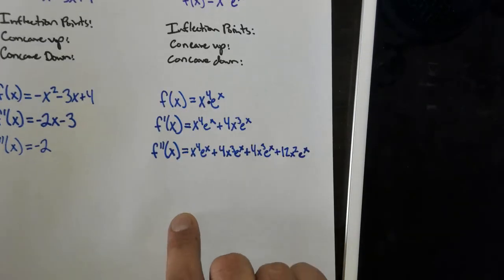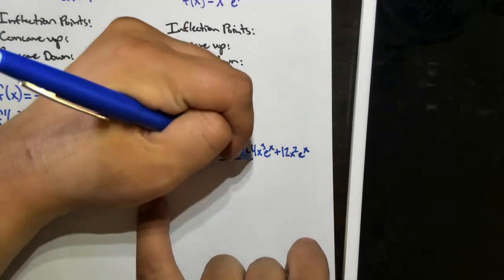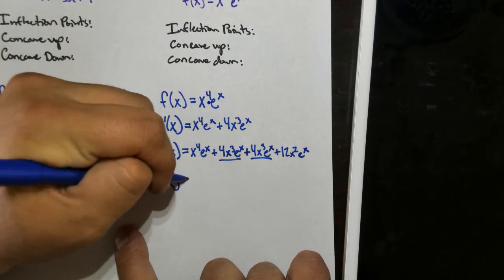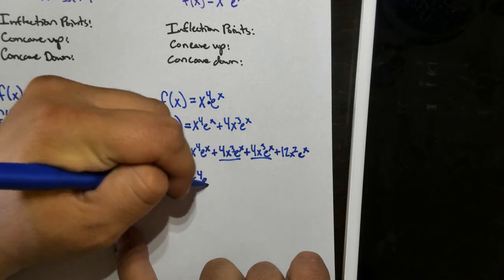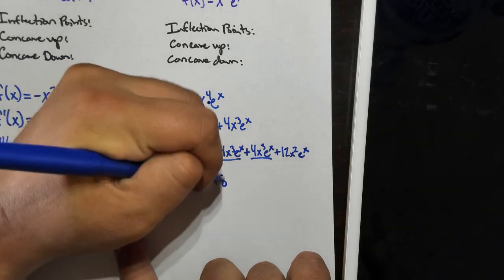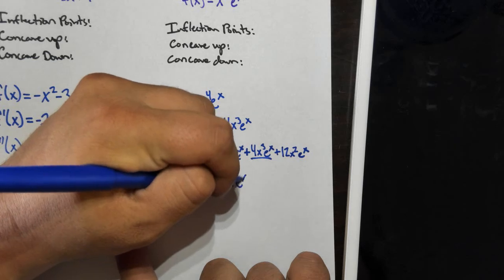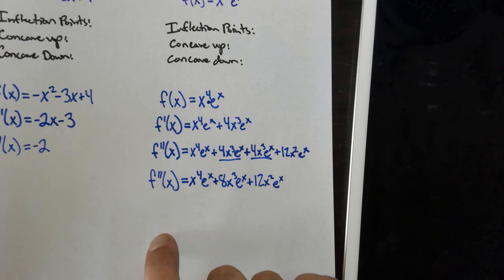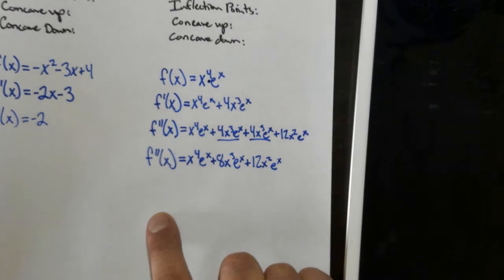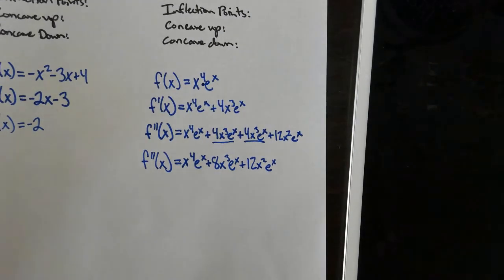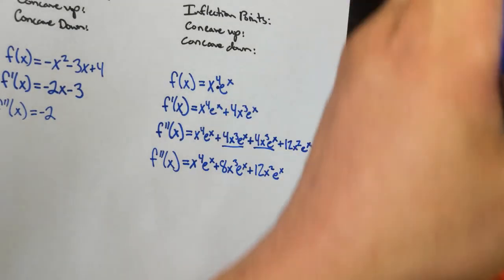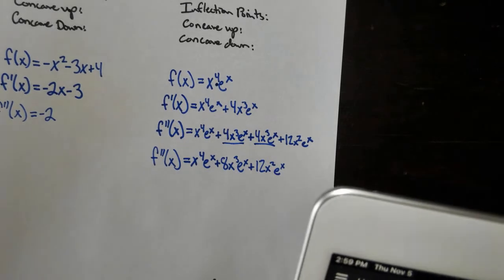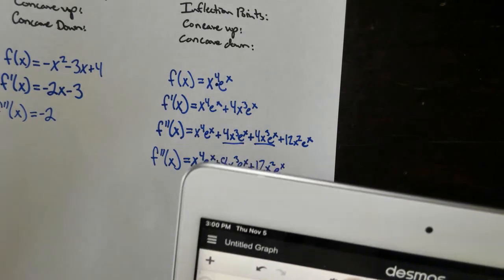Awesome. Let's clean this up a little. Notice that we have like terms right here, right? So we can add them. I mean, you don't have to, but I kind of like doing it. Boy, that's an ugly derivative, right? Okay, so let's go ahead and graph that second derivative.